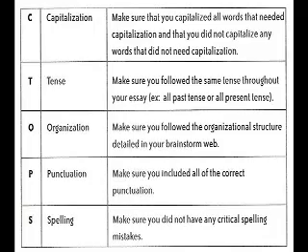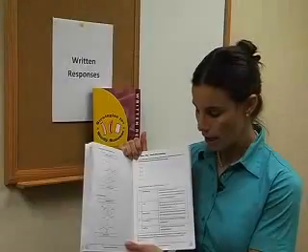CTOPS is a great checklist for self-checking. The C stands for capitalization. T is tense. The student should make sure he or she has a consistent past or present tense. O is organization. The student should make sure there is an opening, a lead-in, a thesis statement, and so on. P is for punctuation, and S is for spelling.